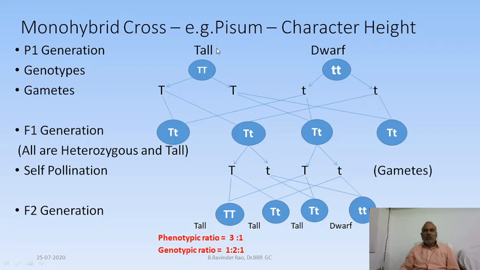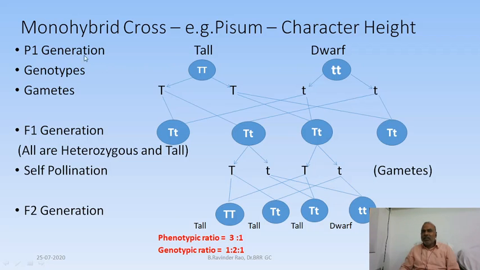Tall is called its phenotype. Phenotype means external appearance. It is tall, that's why it is a phenotype. It is dwarf, that's why it is a phenotype. What genes are there inside, we don't need here. So only the external appearance is explained by phenotype. And what are the genotypes?